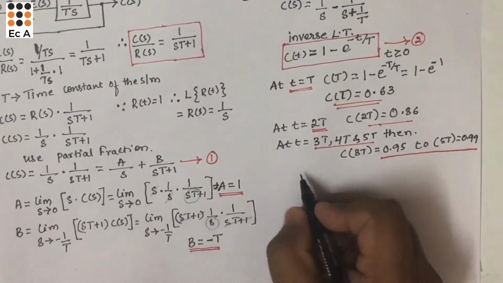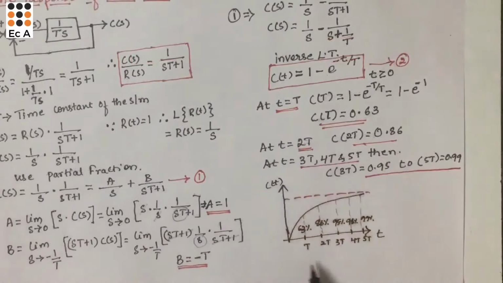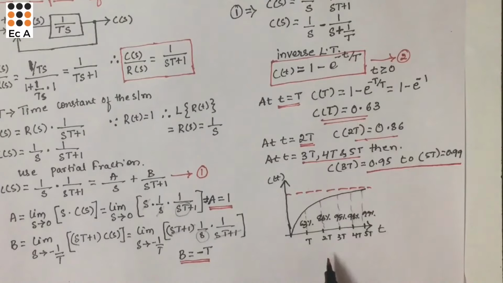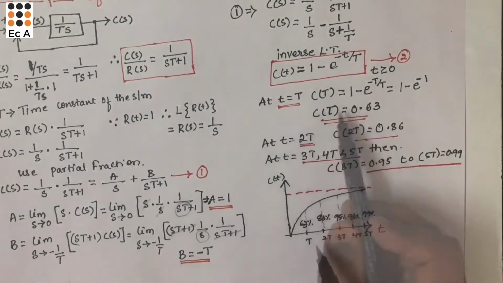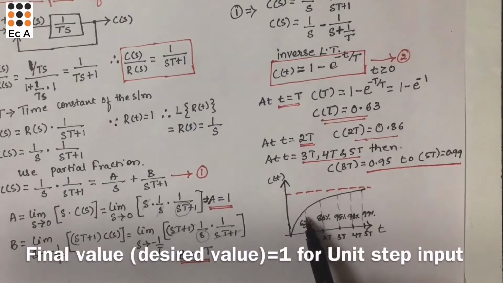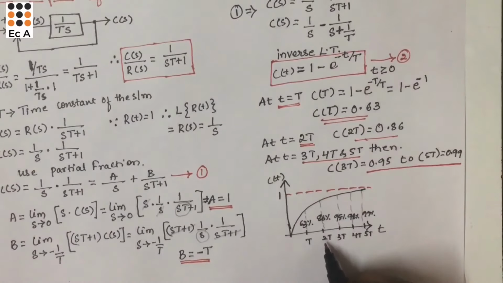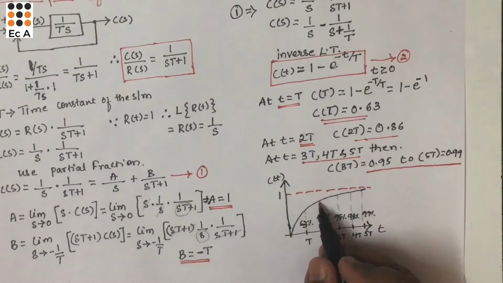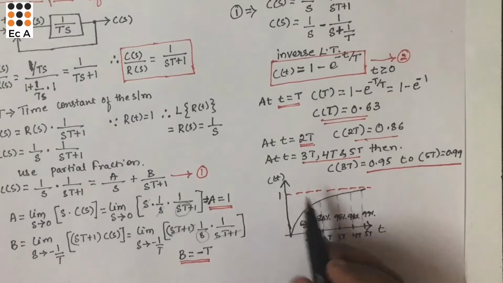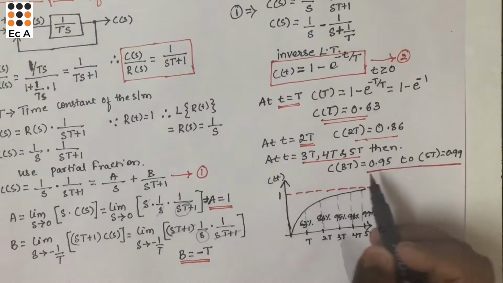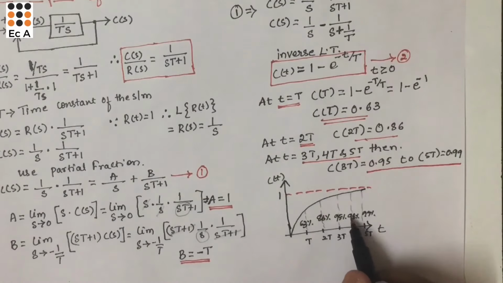Now let us draw the response of the system. This is the response of the system. From this response we can identify that when t is equal to capital T, the exponential curve reaches 63% of the final value. So let us say the final value is 1. At t equal to 2T, it reaches 86% of the desired value. When t is equal to 3T, 4T and 5T and above, it reaches from 95% to 99%.